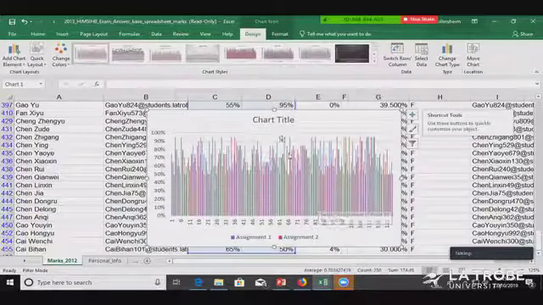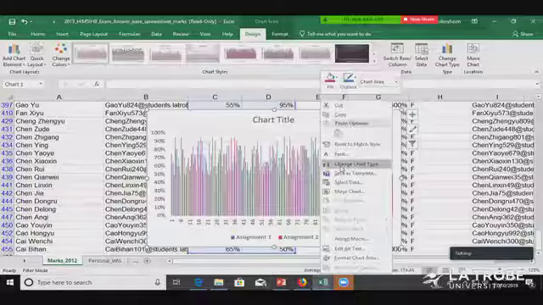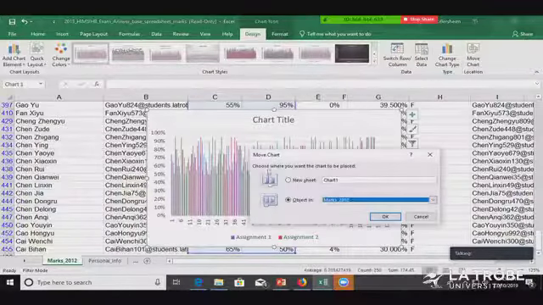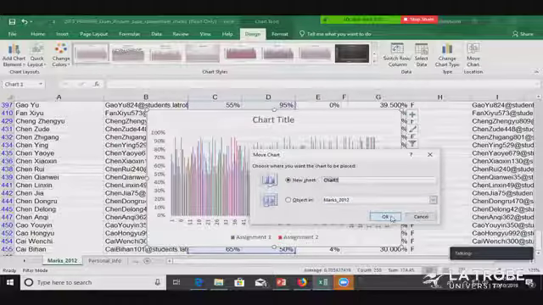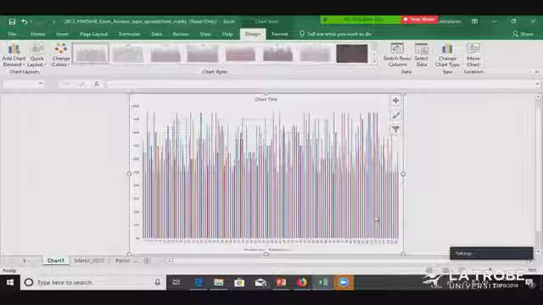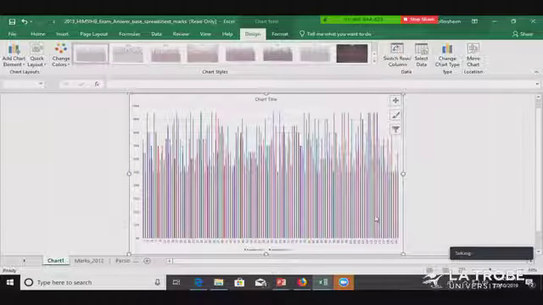You can right-click on that and say move chart. Place it on a new sheet. So that's an embedded chart. It's with the data. You can also stick it on its own sheet, and then you can rename it. It's sort of got its own little separate thing down there, but it's not really connected to the data anymore.